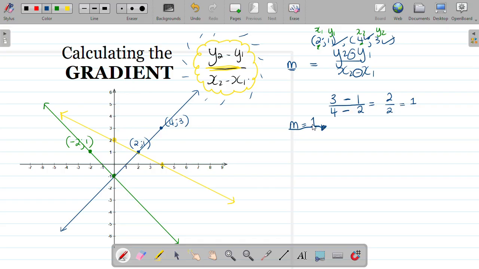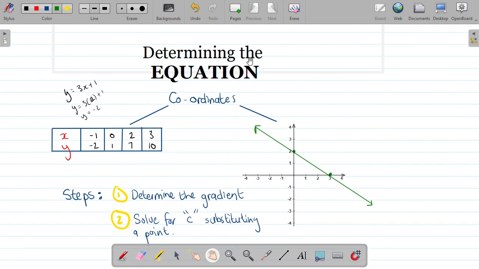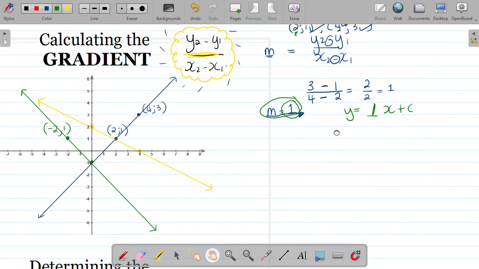Okay, and then just a bonus, what this will end up looking like if you had to write an equation, is y is equal to something x plus c. Now remember, what is in front of the x? It is your gradient. And what's my gradient? It is 1, so it would be 1x. But that is in for the next video, which we'll look at determining the equation of a graph.